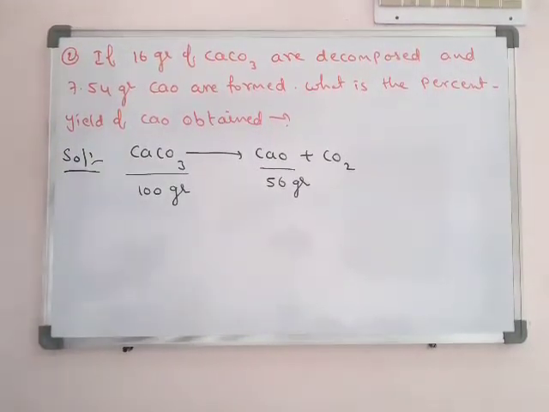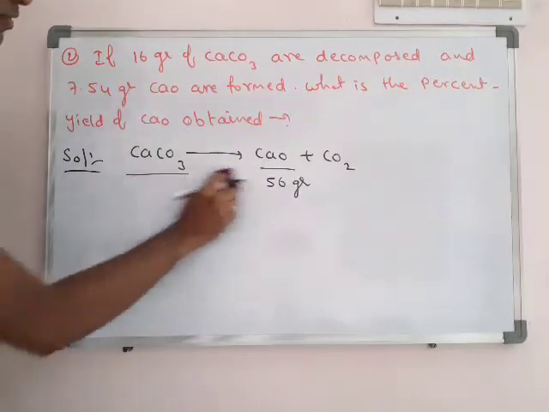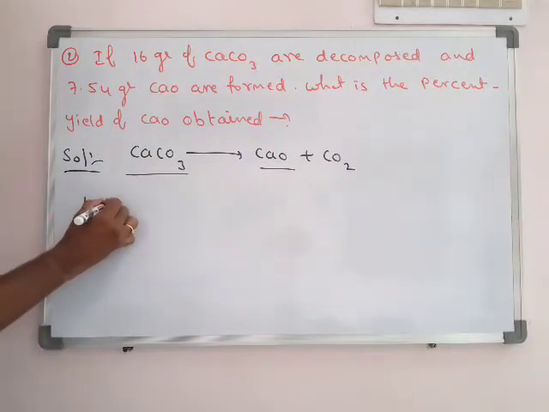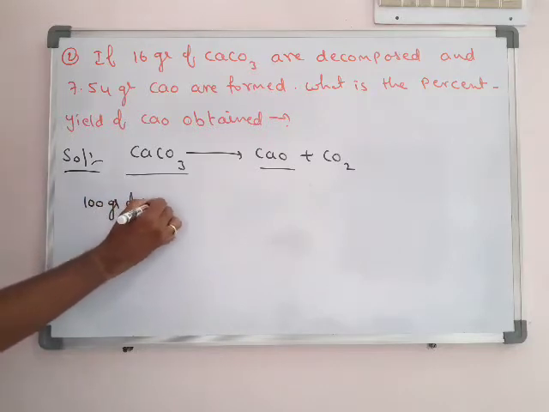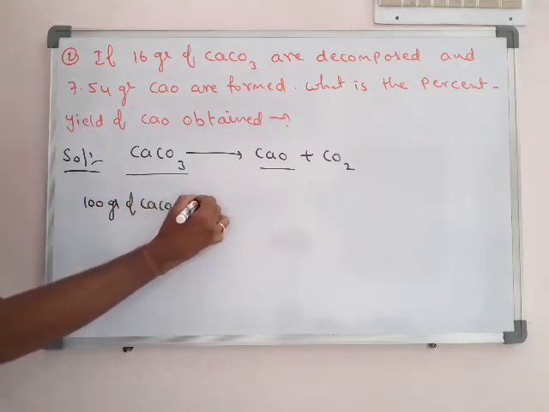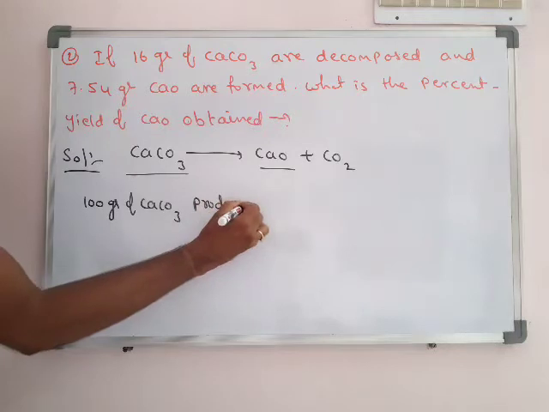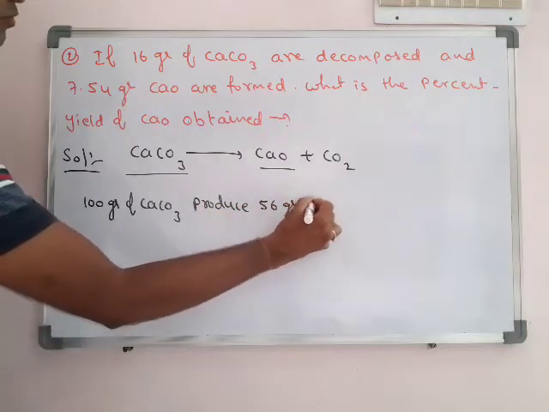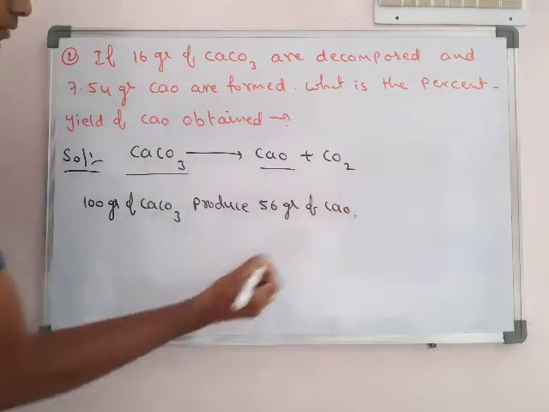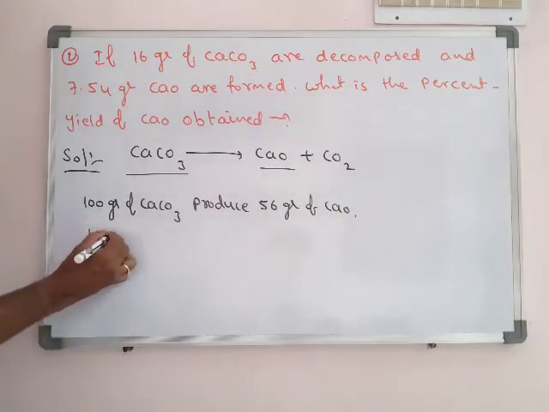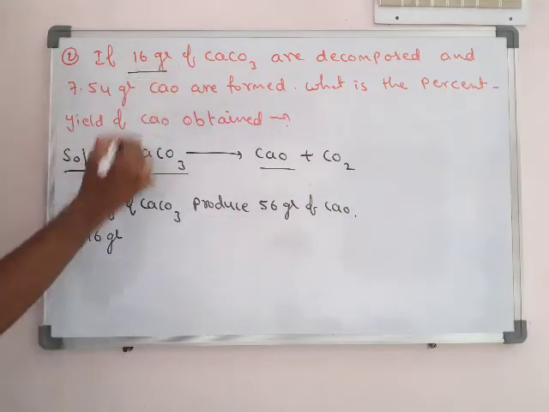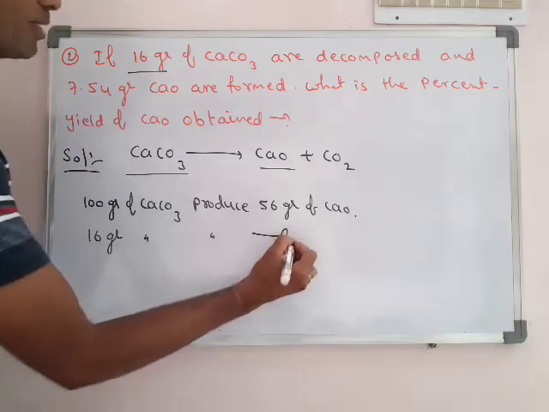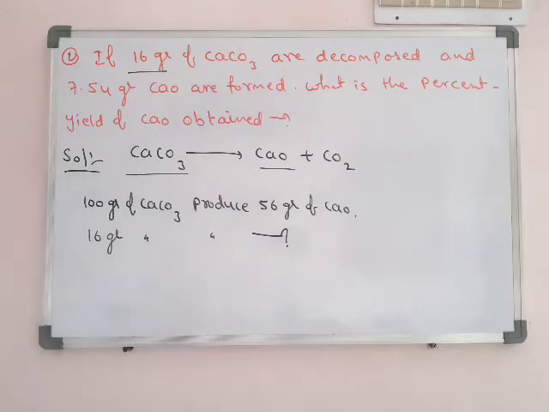So 100 grams gives 56 grams of CaO. So 100 grams of limestone produces, according to this equation, 56 grams of lime. But the problem mentions that only 16 grams of CaCO3 is given. How much CaO is produced? Okay.